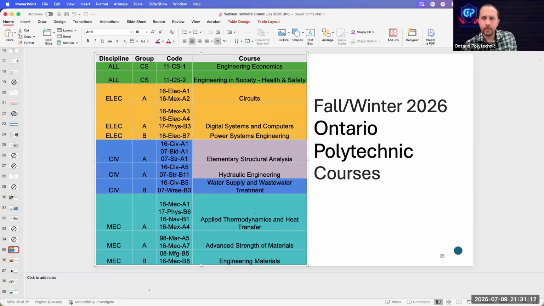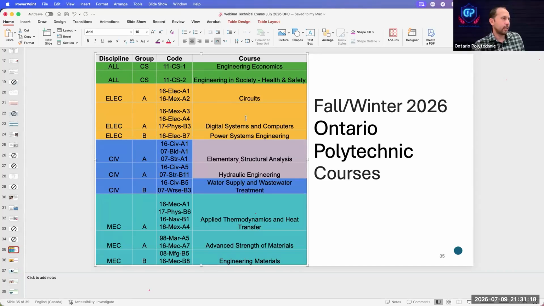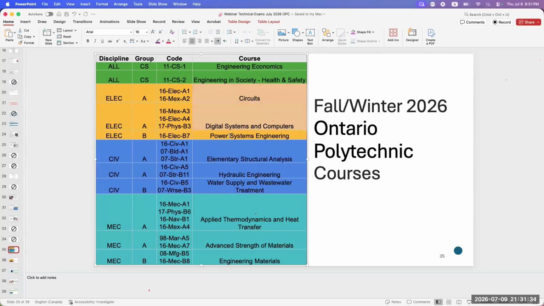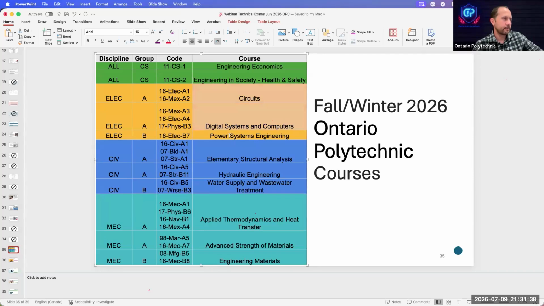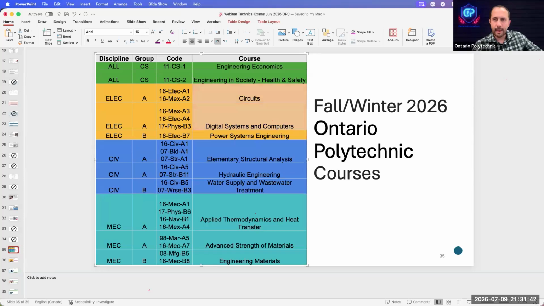No problem. Again, I come back to ask: what else should I take in electrical for the exam? Electrical, yes. Again, electrical: it is these two, A1 and A4, circuits and digital systems and computers. From group A, both A1 and A4 are very good. Okay, thank you for the information. No problem. Okay, Mr. Pankaj.